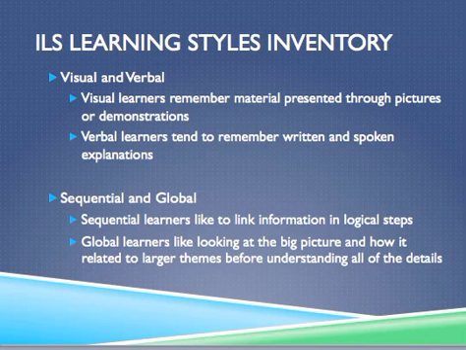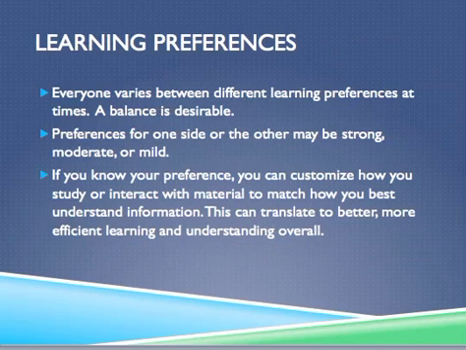The last set of learning preferences for the ILS is sequential and global. Sequential learners like to link information in logical steps, while global learners like looking at the big picture and how it relates to larger themes before understanding all of the details.